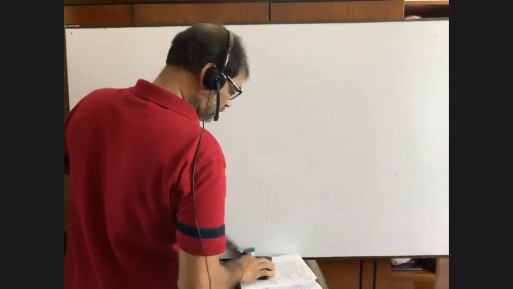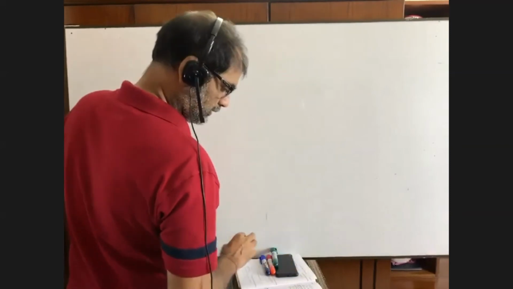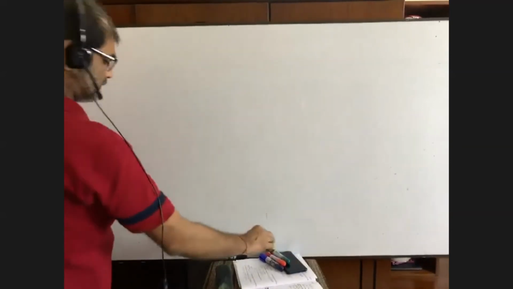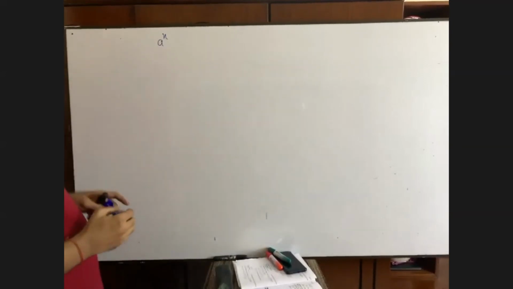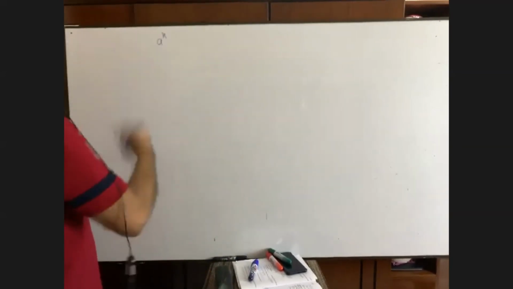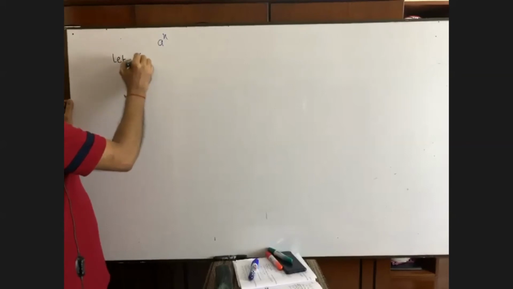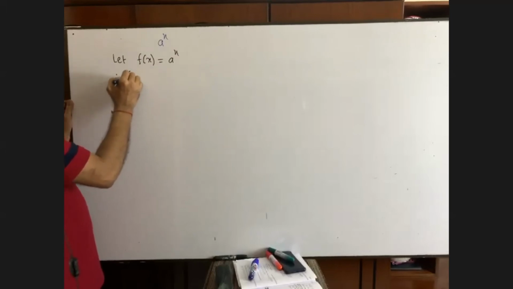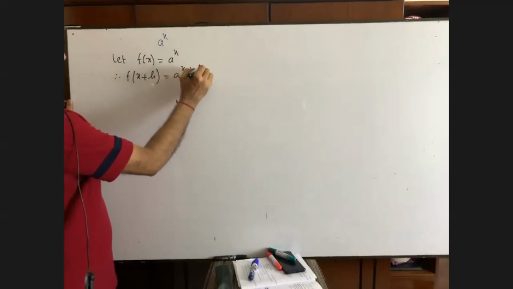Now I am going to do the math for a to the power x. Suppose the function given is not e to the power x, but a to the power x, then what will happen? Let f(x) equal e to the power x. Therefore, f(x plus h) is equal to e to the power x plus h, right?